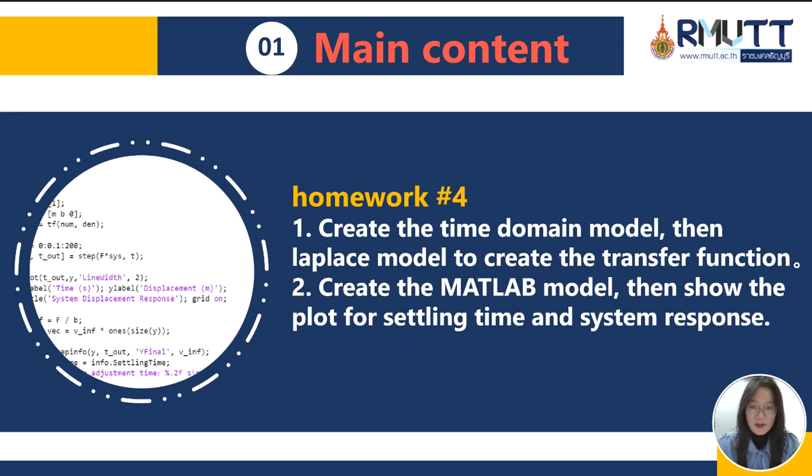This is part 1, the main content. My homework is: one, create the time domain model, then the Laplace model to create the transfer function. The second is create the MATLAB model, then show the plan for settling time and system response.